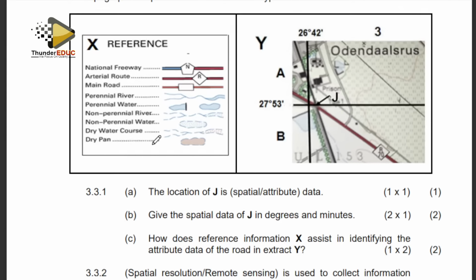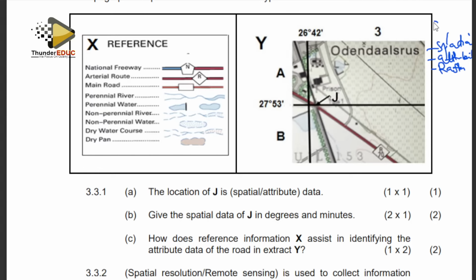The first question is, the location of J is here. Is it spatial or attribute? J is this line here, which is 27 degrees, 53 minutes. Remember, the types of data: I'll just briefly take you a little bit back. There is spatial data, there is attribute data, there is raster data. I think you remember that.